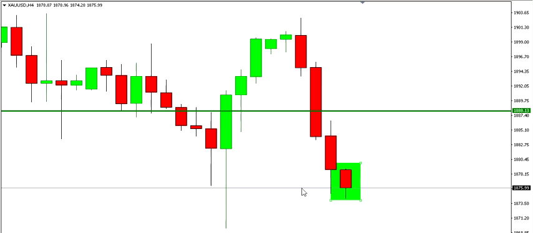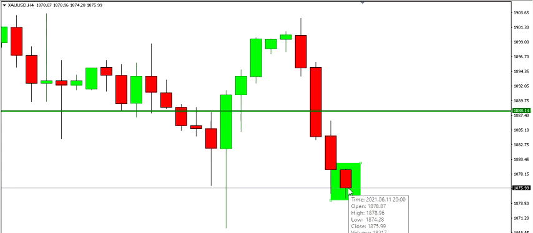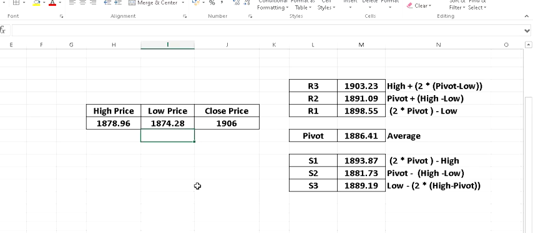Then you get your low price. Okay, the low price is 1874.28. Okay, that is your low price. Then you also get the close price. The close price is 1875.99. Okay, so automatically the Excel sheet will calculate the new values.